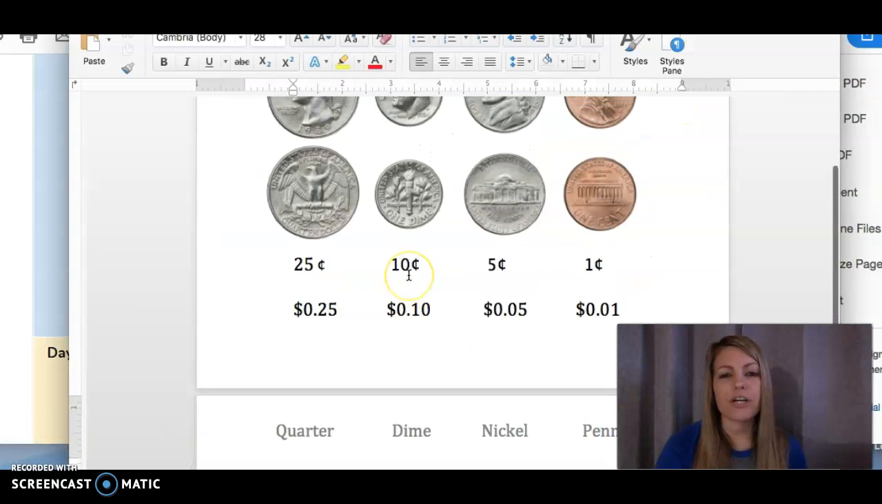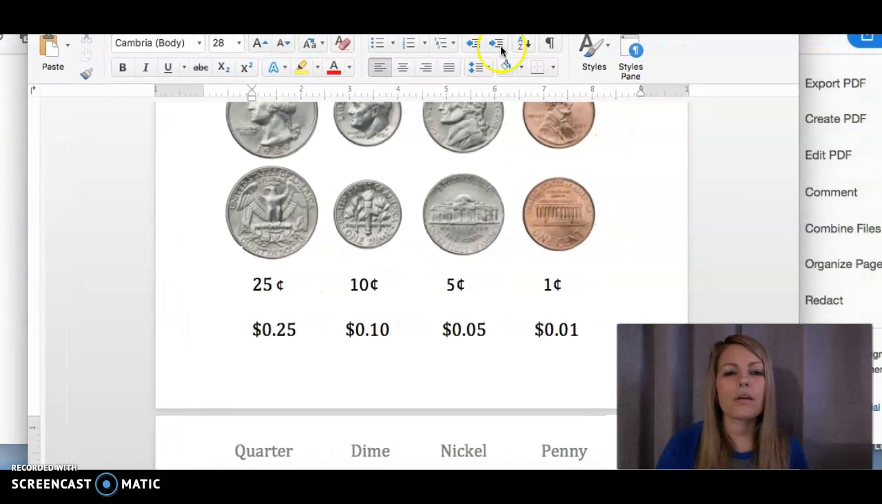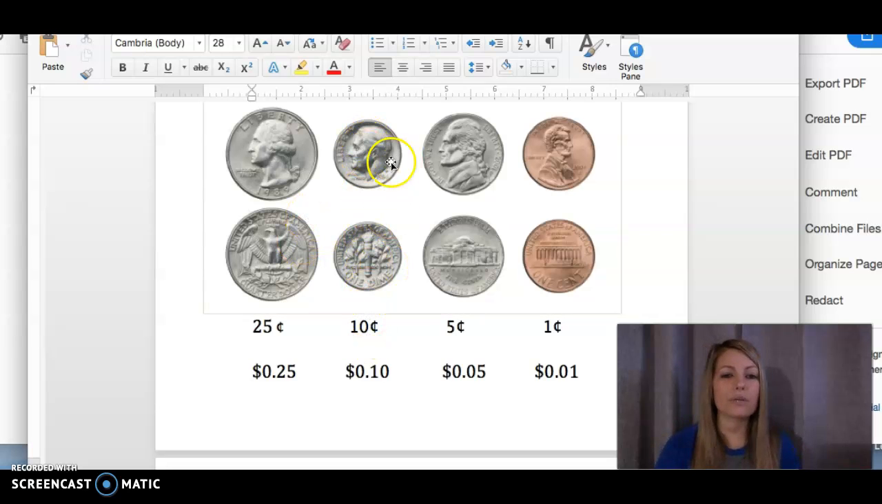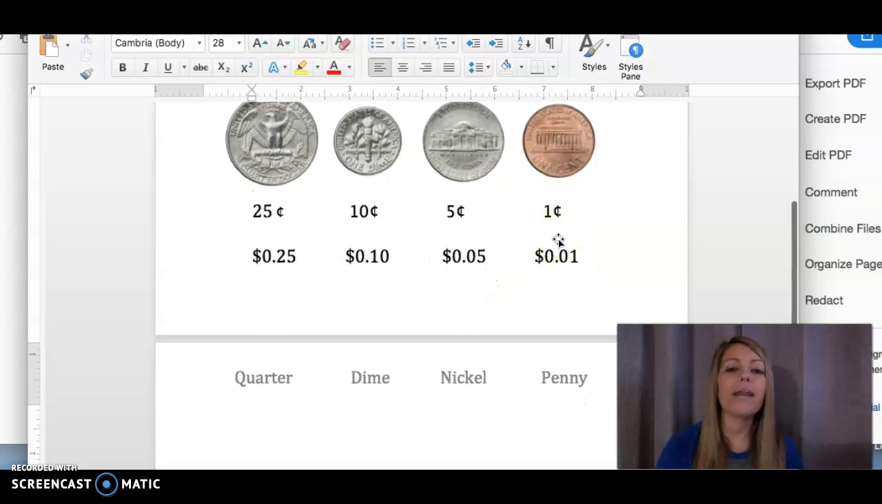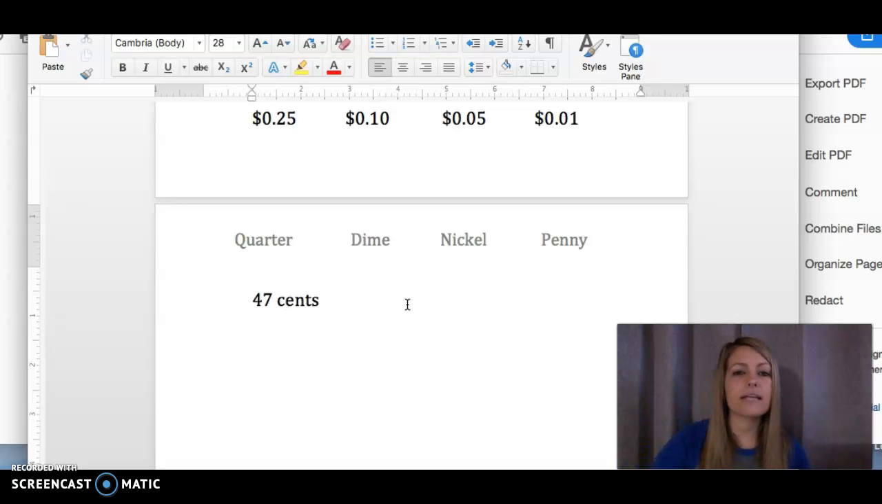Just as a refresher, I wanted us to take a quick look at our money. We've got the quarter here. We know that that's worth 25 cents. The dime right here is worth 10 cents. The nickel is worth 5, and that penny is worth 1. Remember, we are trying to make 47 cents. Okay, 47 cents in 3 different ways.